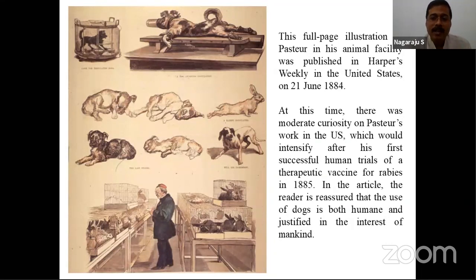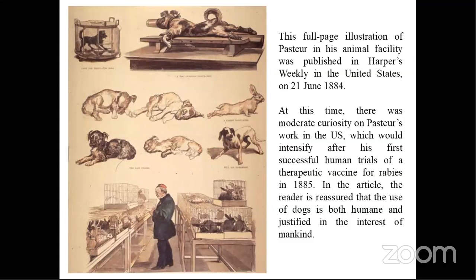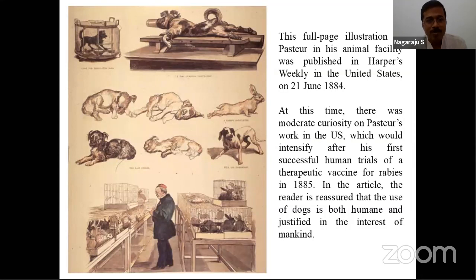At that time, there was a moderate curiosity on Pasteur's work in the US, which would intensify after his first successful human trials of therapeutic vaccines for rabies in 1885. In this, the reader is assured that the use of dogs is both humane and justified in the interest of mankind. So from the 18th century to the 19th century, there was the idea that yes, animal models can be used. Animals can be used for disease conditions, for the survival of humans and the well-being of the whole system.